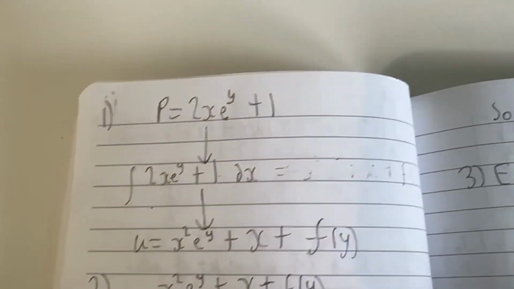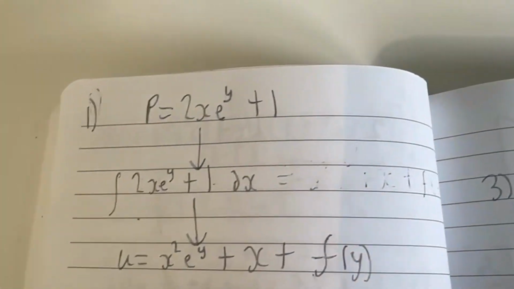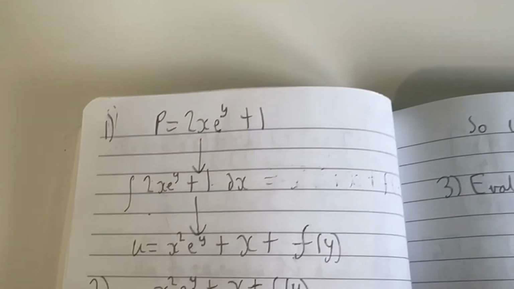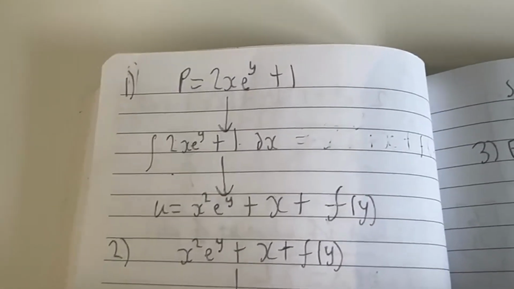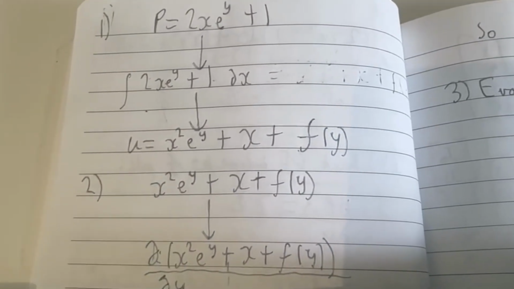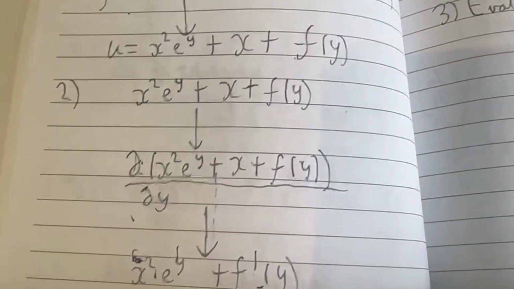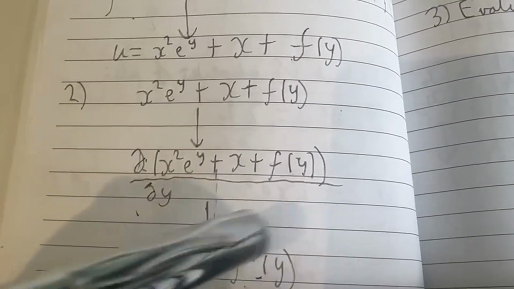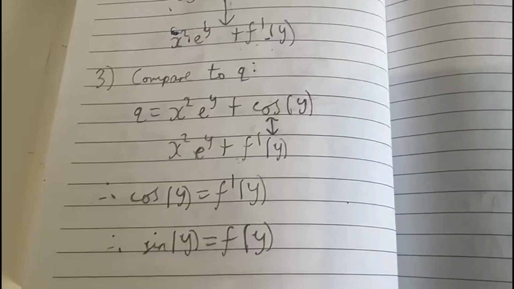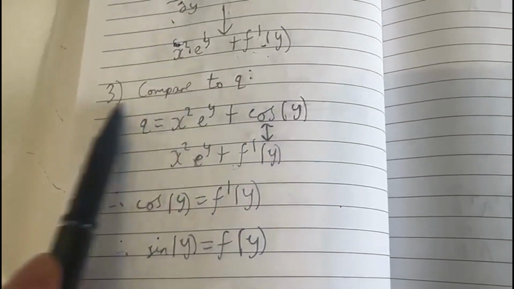So now this gives us u, but the problem is this function is unknown. So we're going to compare what we have with Q in order to hopefully get the function. So this u, if we do the partial derivative with respect to y, would give us x squared e^y plus f'(y), because the derivative of f(y) is equal to f'(y). So in order to find this f'(y), we have to compare this to what we have for Q.